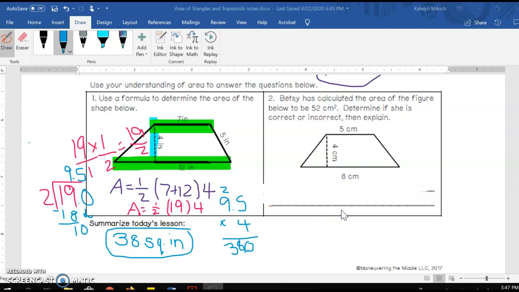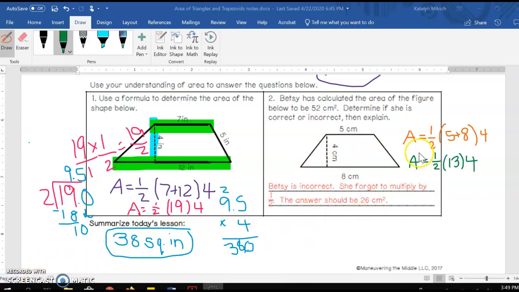Betsy has calculated the area of the figure below to be 52 square centimeters, or centimeters squared. Determine if she is correct or incorrect, and then explain. So I want you to pause the video, calculate the area of this trapezoid, and see if she is correct. Okay, so you should have set up your formula just like this one here. You could also do 8 plus 5 instead of 5 plus 8. Second step would be 1/2 times 13 times 4, because 5 plus 8 is 13.